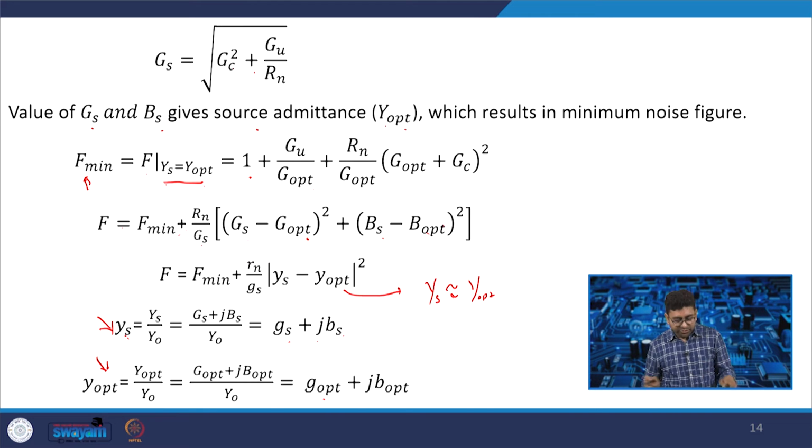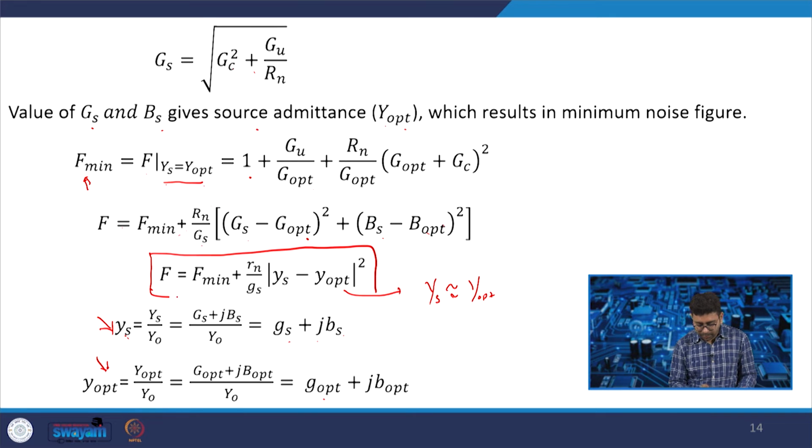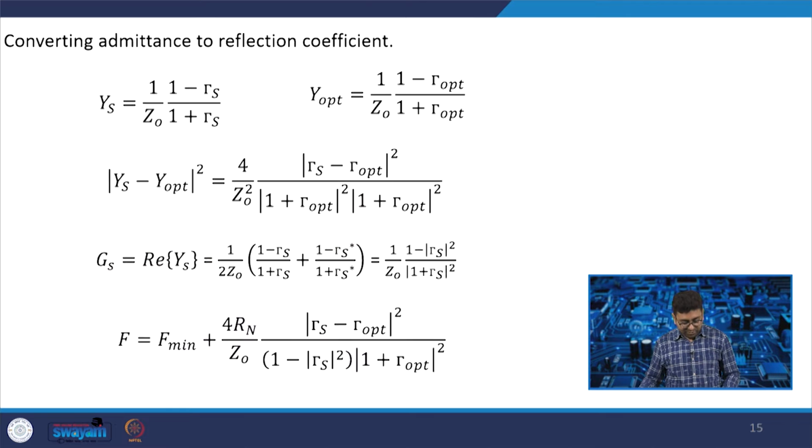Now we will try to use this formula. This formula is important, which we have derived in order to find the minimum noise figure of the amplifier, meaning whatever noise you want in the amplifier. Ys you can also write by converting admittance to the reflection coefficient: Ys is 1 by Z naught times 1 minus gamma s by 1 plus gamma s, and Y opt is 1 by Z naught times 1 minus gamma opt by 1 plus gamma opt.